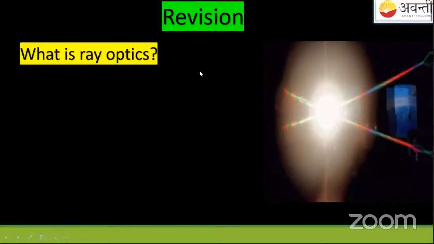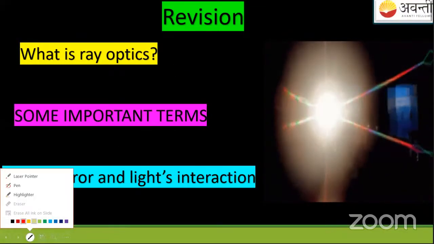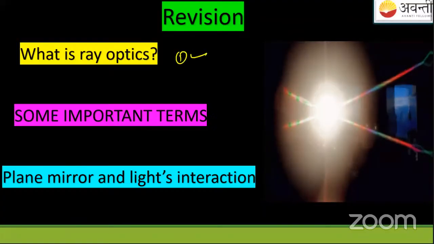Next slide. These are all the revision things which we have already gone through. What is ray optics? You know this. Let me use the pen. We have completed this already, and this, and this also. Then what was the next thing?